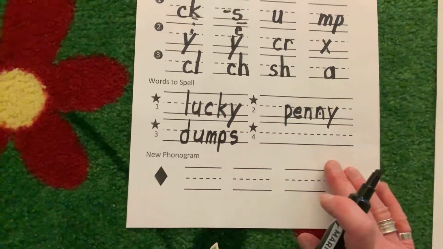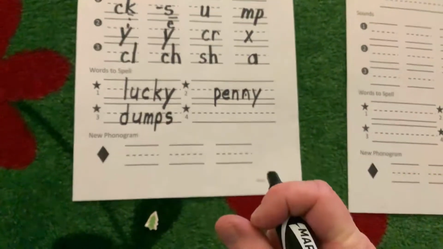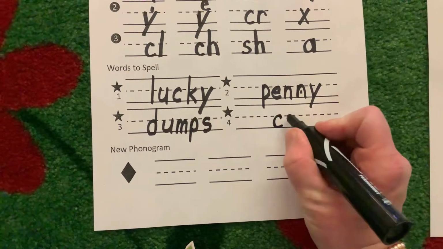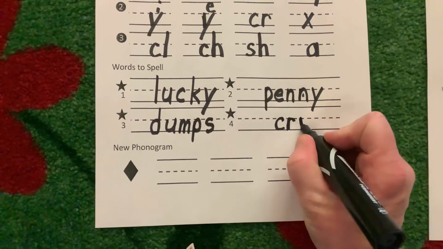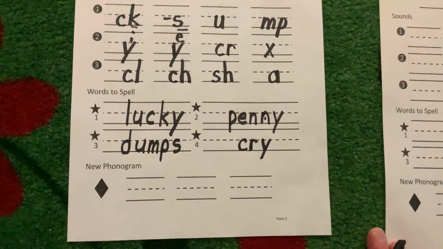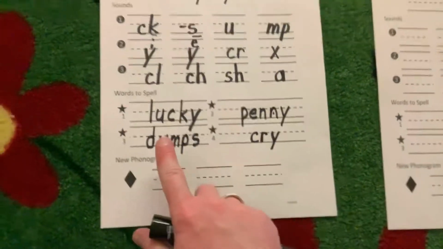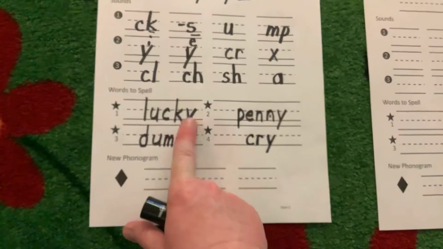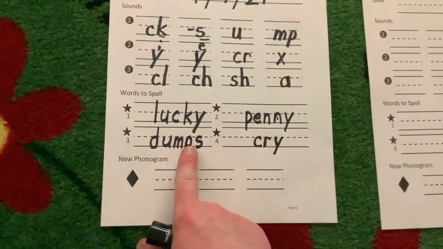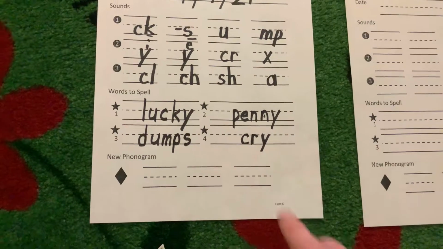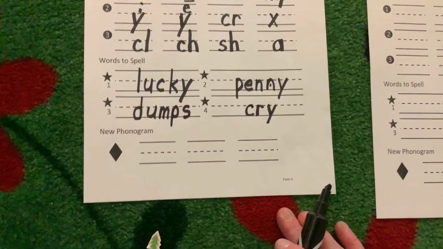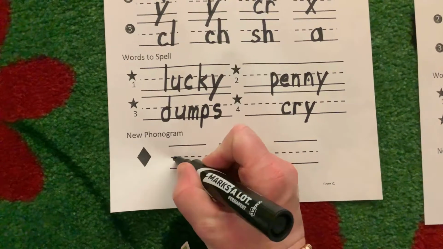Our next word, cry. I hear an I in a one-syllable word. Y says I, cry. So it doesn't have an I. We use the Y for the I. Let's go back and read these together. Ready? Lucky, penny, dumps, cry.